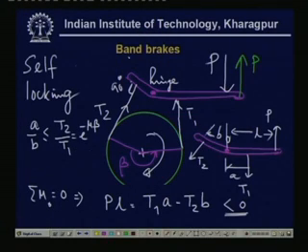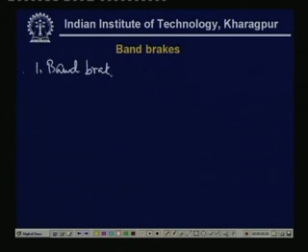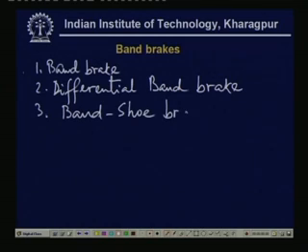Now, this is known as a differential band break. There is another kind of break which combines the two things, band and the shoe type break. So, we have studied two things, one is band break, then differential band break, and we can have shoe and band break. So, this is a band shoe break, a combination of two kinds of break.